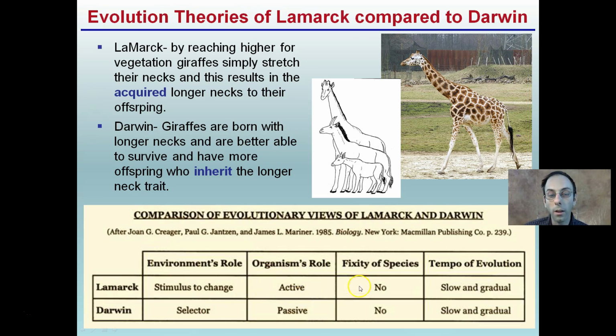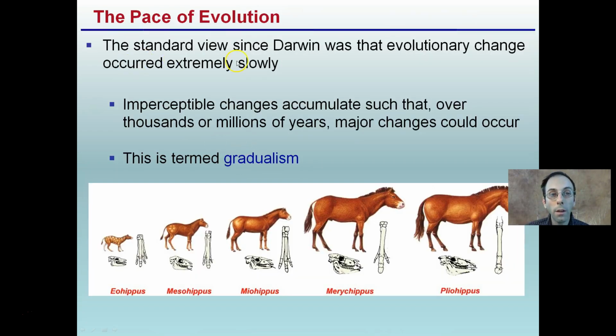Right? It's the genes that you get. And this didn't change, and it's basically, regardless, a slow and gradual change, regardless of which scientist you look at. The key part here is that Darwin believed in the inheritance of genetics, Lamarck believed in acquired traits. And inheritance is definitely with the DNA, the way that this does occur. The standard view of Darwin was that evolutionary change occurred extremely slowly, and these changes accumulate such that over thousands or millions of years, major changes could occur. This term is called gradualism.